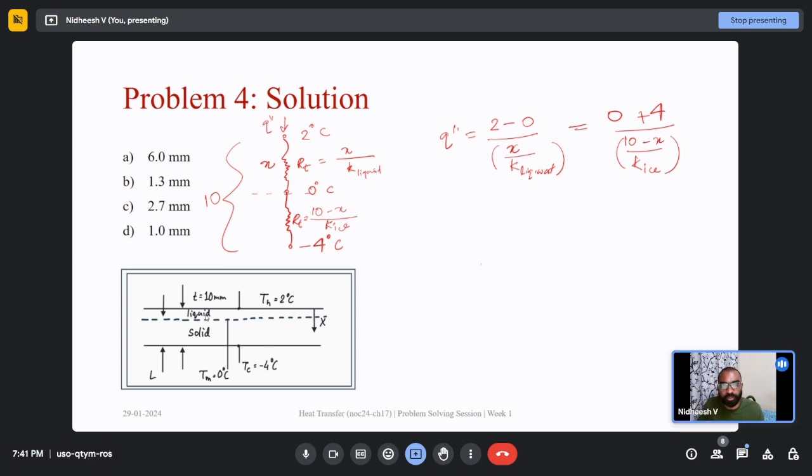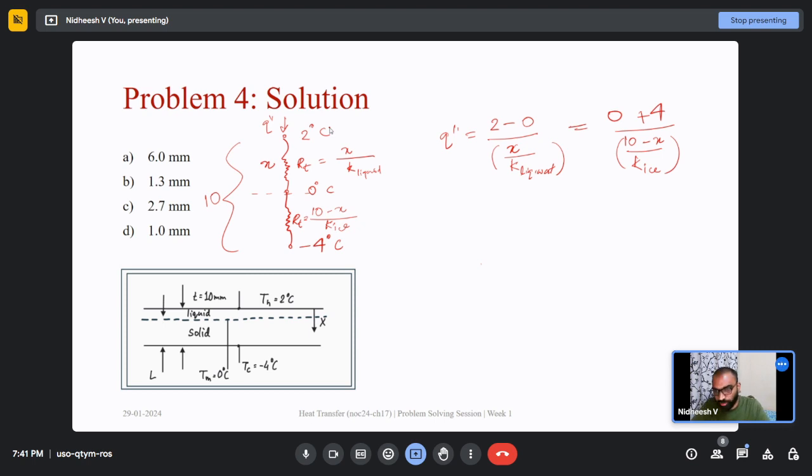Is this equation, the thermal resistance concept, clear for everyone? Clear, sir. From this we can find out the unknown x, right? Because we know all the temperatures, we know the thermal conductivity of liquid water, and we know the thermal conductivity of solid ice. The only unknown is x.